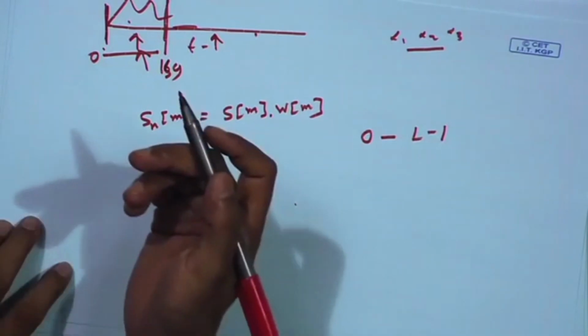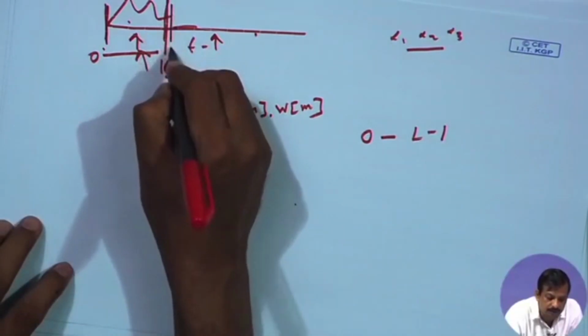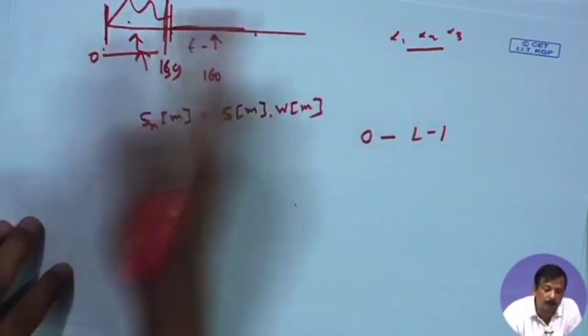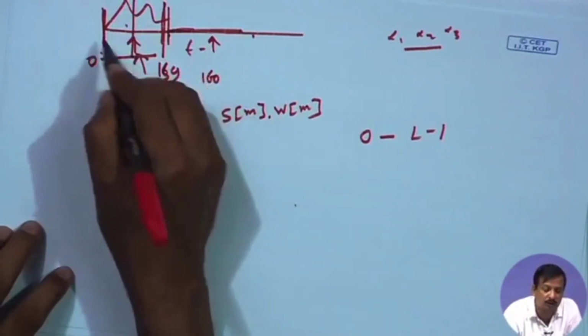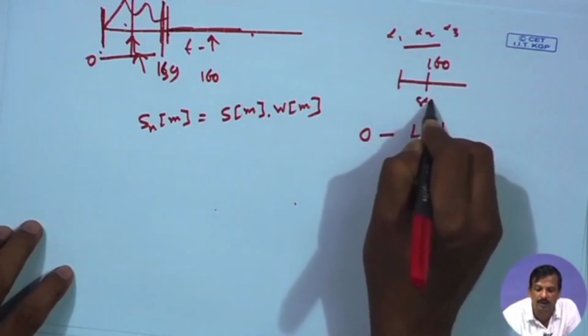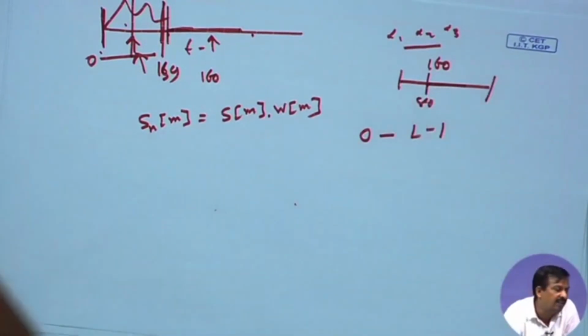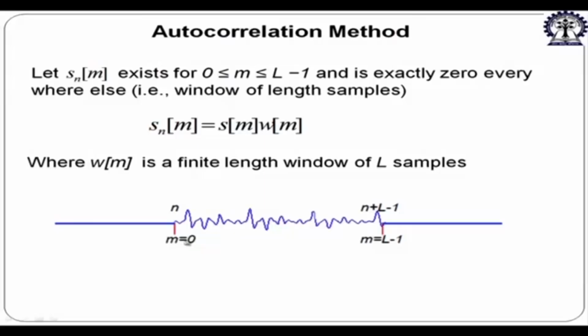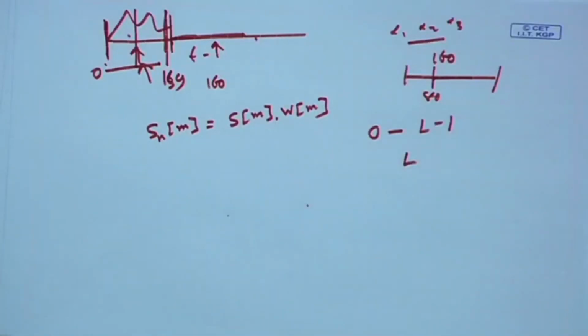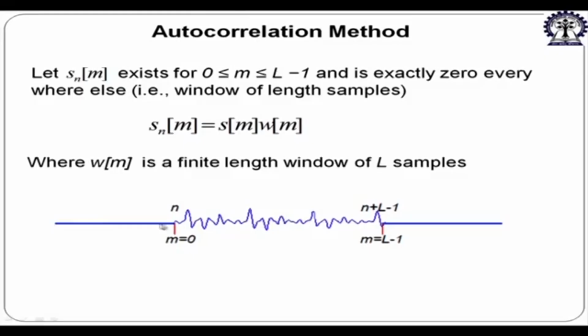Next window will start from 160 samples onward. If the frame rate is 10 milliseconds, then I can say the windows overlap. The first window I had taken 160 samples, then I shifted the window by 80 samples and take the window from here to here. So, this is my nth window, where m equals 0 and my window length is L. Outside the window length, I consider the signal to be 0; there is no signal.